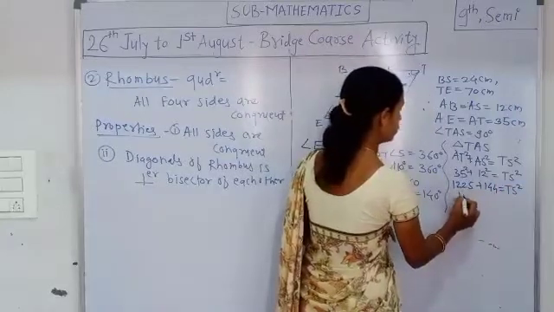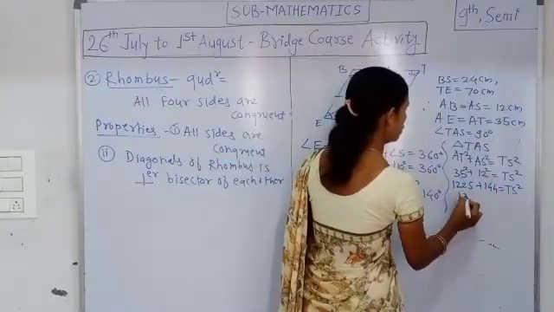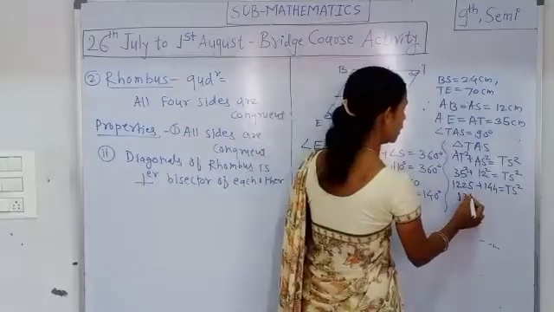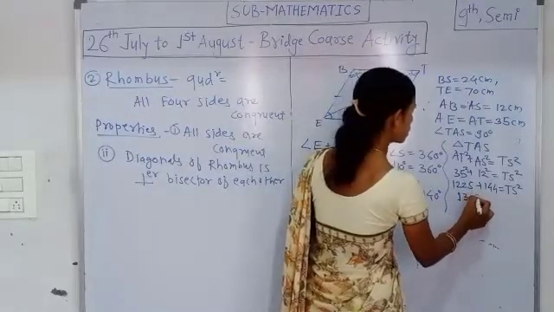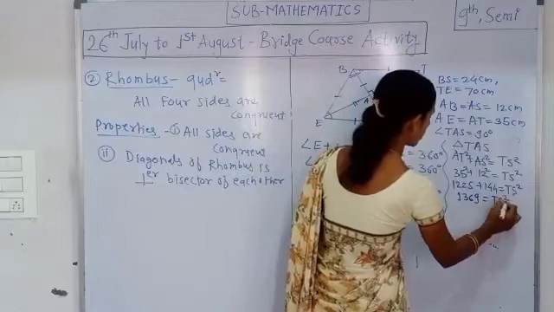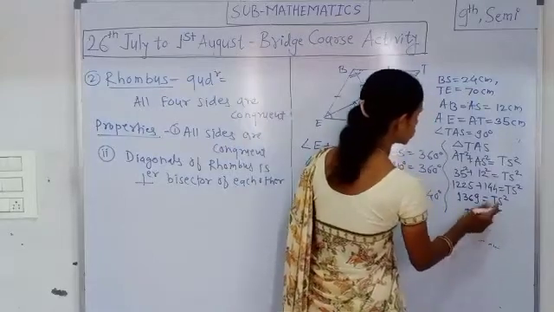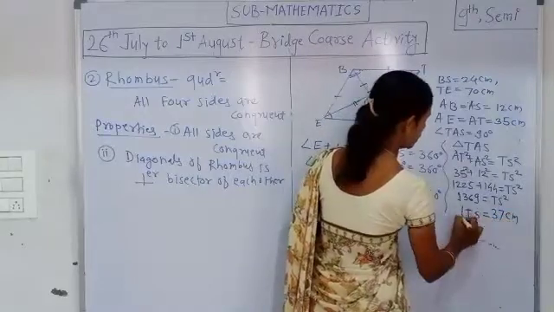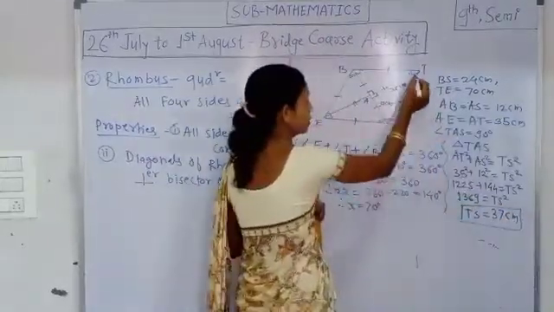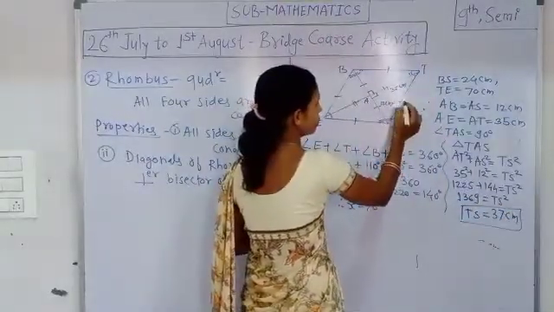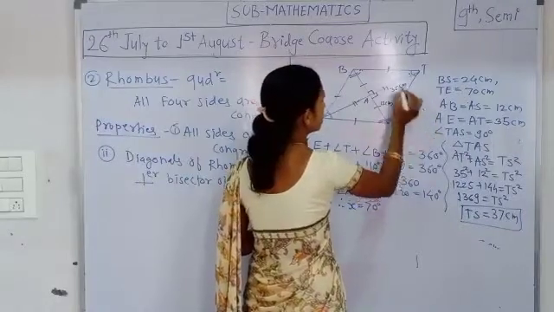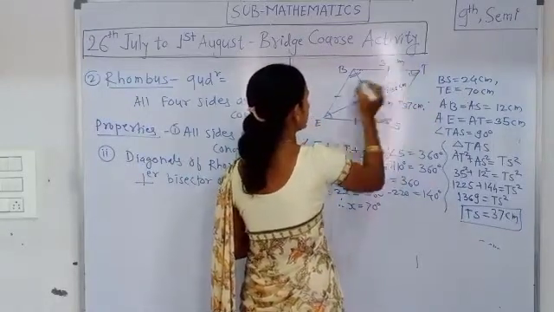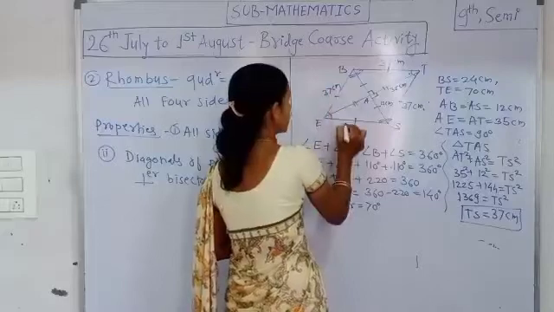Therefore, 1369 is TS square. Taking square root on both sides, TS is equal to 37 centimeters. That means the sides of that rhombus are 37 centimeters. All sides are 37 centimeters.